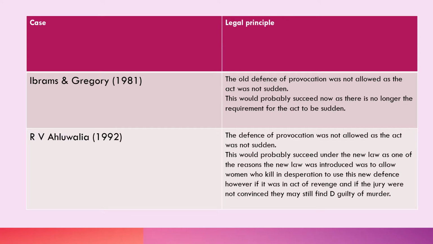We can look at Ahluwalia and Gregory. I mean, this was based on the old defence of provocation because the act wasn't sudden. Now, this was a retaliation to bullying from two co-defendants on a third person. They killed him because they were bullying. He was bullying them too, quite severely. They planned to kill him and killed him. Now, there was a pattern of behaviour which perhaps now would satisfy the defence because it doesn't have to be sudden.